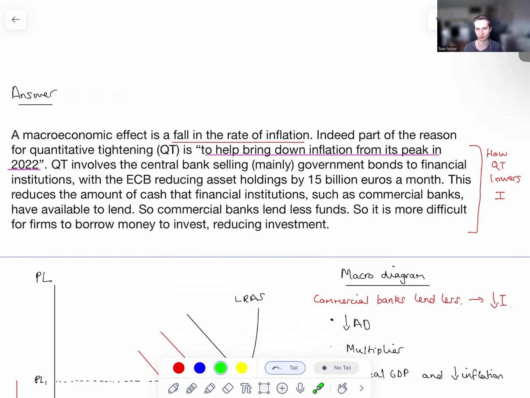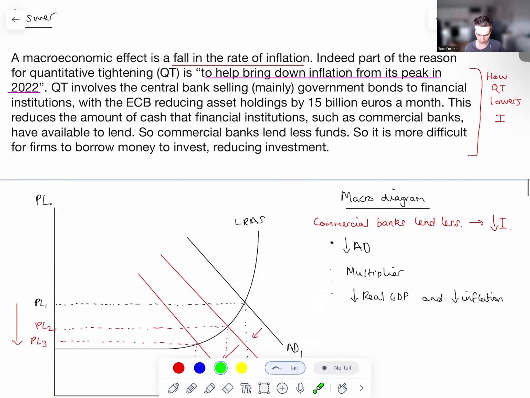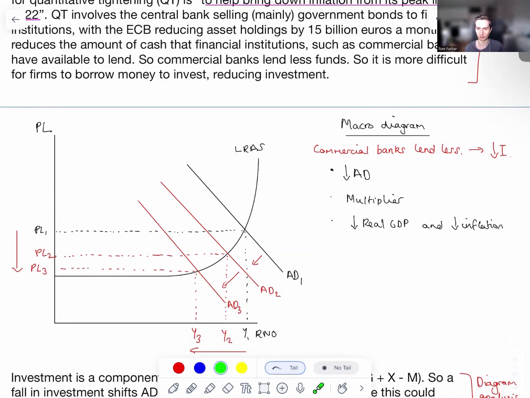This reduces the amount of cash that financial institutions such as commercial banks have available to lend. And so commercial banks lend less funds, and so it's more difficult for firms to borrow money to invest. That might reduce investment. So we know that quantitative tightening may lead to a fall in investment. Let's now explain the fall in investment on the economy using a diagram.